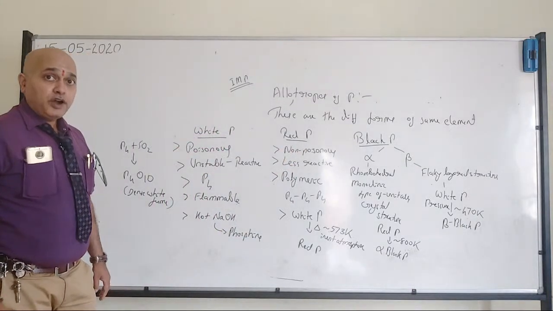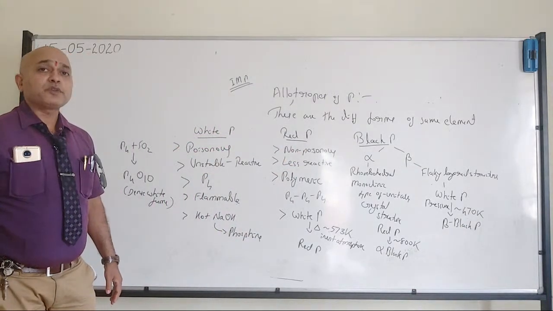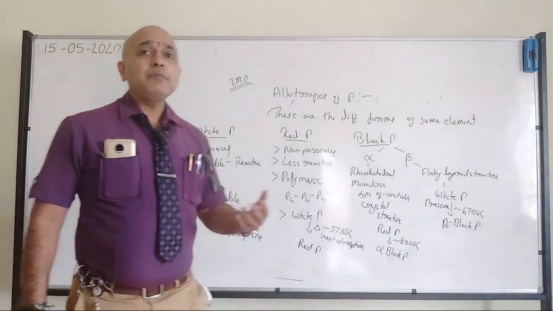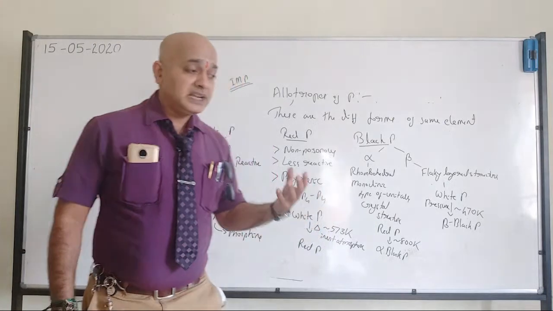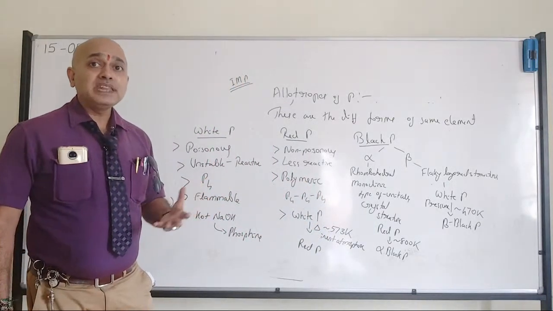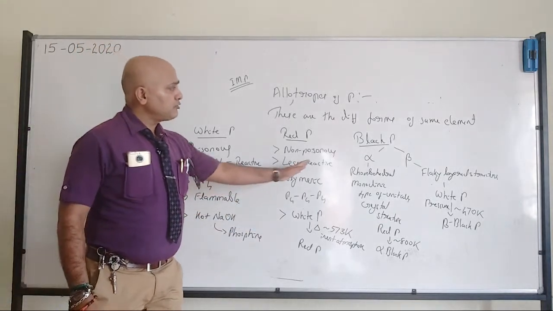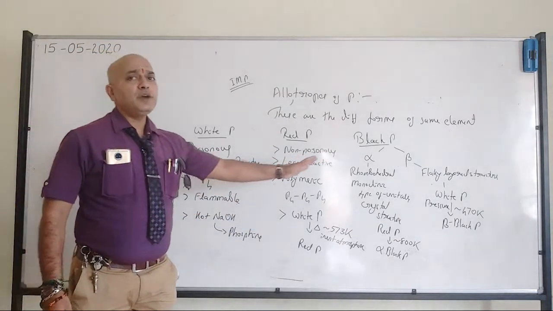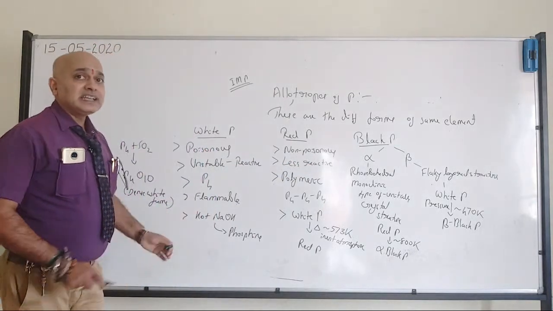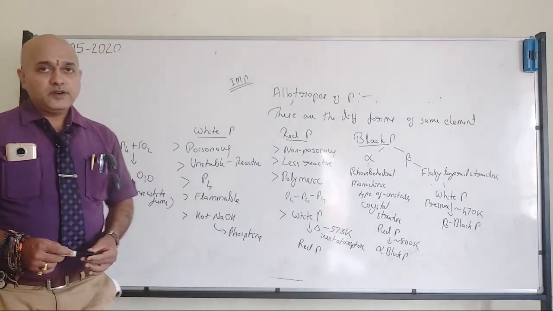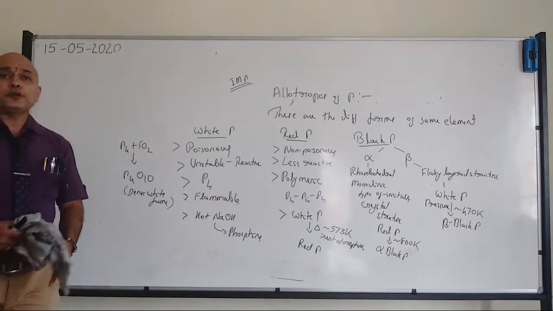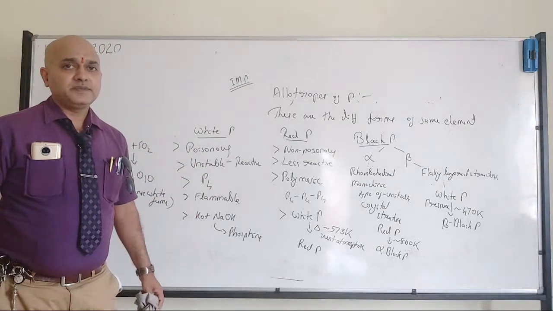Now, another very important property: white phosphorus has a chemiluminescent property. That means it shows luminescence, which is not shown by any of the other allotropes of phosphorus. That is called chemiluminescence. Okay, so that's where we have the properties of these allotropes of phosphorus.